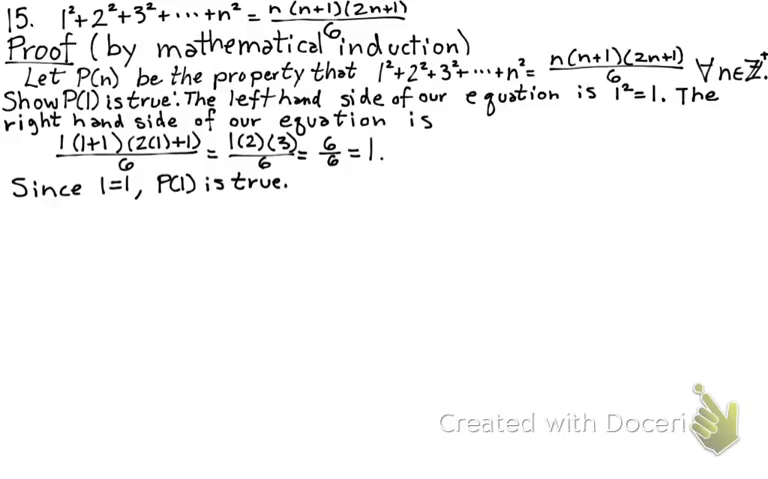Now we assume that it is true for the kth term. So now we show that for all k element of the positive integers, if P of k is true, then P of k plus 1 is true.